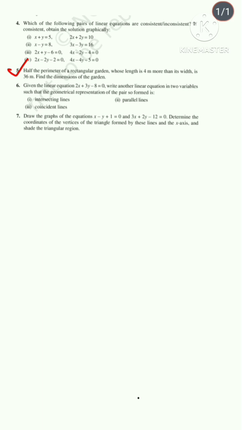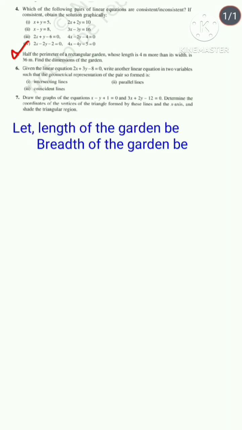So firstly let's assume that the length of the garden is x and the breadth of the garden is y. Now just take the first condition, and the first condition is half the perimeter of a rectangular garden is 36 meter. Now it can be written mathematically, and we can make an equation like this.